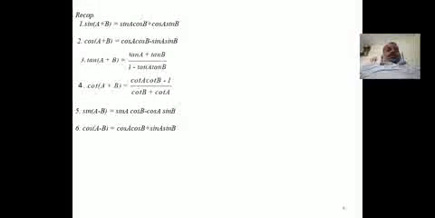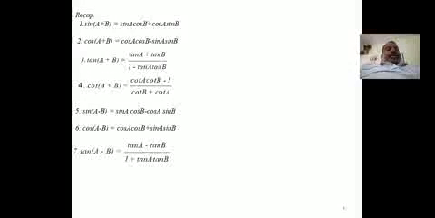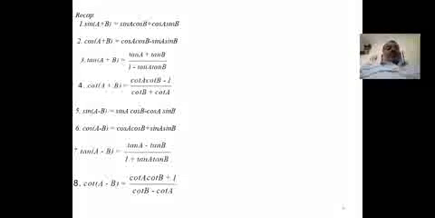Here, with the help of these four principles, we have to find sin of a minus b, cos of a minus b, tan of a minus b, cot of a minus b. Just in all these principles, b is replaced by minus b. Then sin of a minus b is sin a cos b minus cos a sin b. And cos of a minus b is cos a cos b plus sin a sin b. Tan of a minus b is tan a minus tan b by 1 plus tan a tan b. Cot of a minus b is cot a cot b plus 1 by cot b minus cot a.